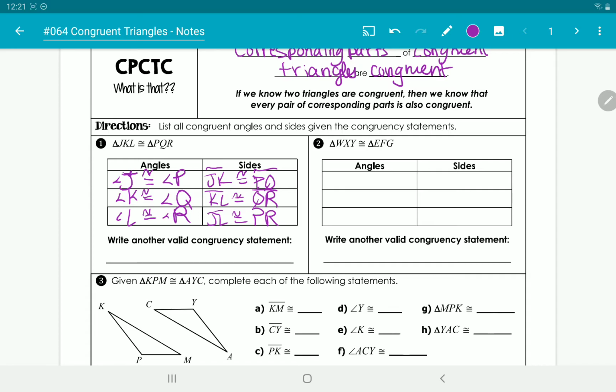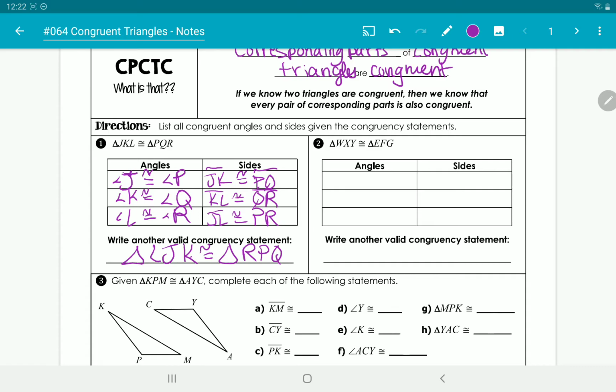Write another valid congruency statement. So instead of JKL, we can do the first one however we want to do it, and then we just have to make sure they match up. So L is the last one, which means that R is the last one, so we have to do R. J is the first one, so the first one's P, and then K is the middle one here, so Q is the middle one.